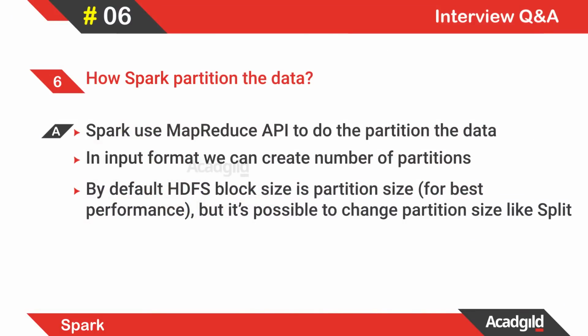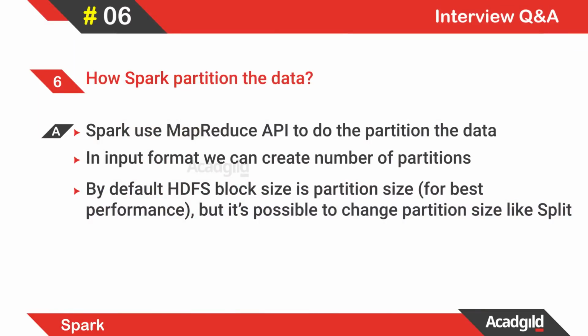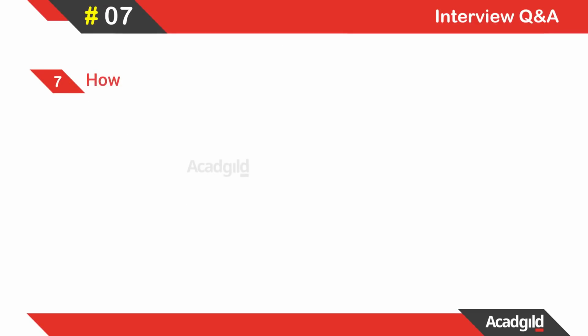By default, the HDFS block size is the partition size, like in MapReduce. So by default 128 MB of data is equal to one partition, equal to one logical division, I would say. But it's possible to change the partition size, like an input split that we have been using inside MapReduce. So let's try to understand how Spark stores data.